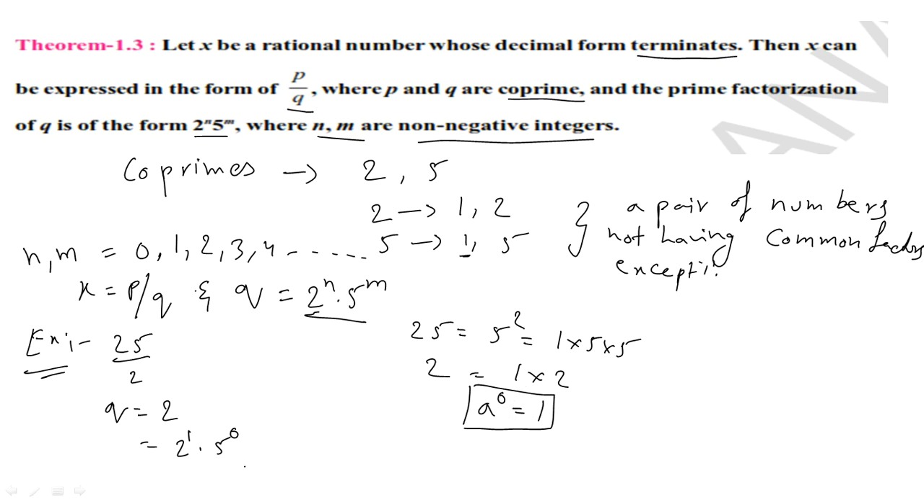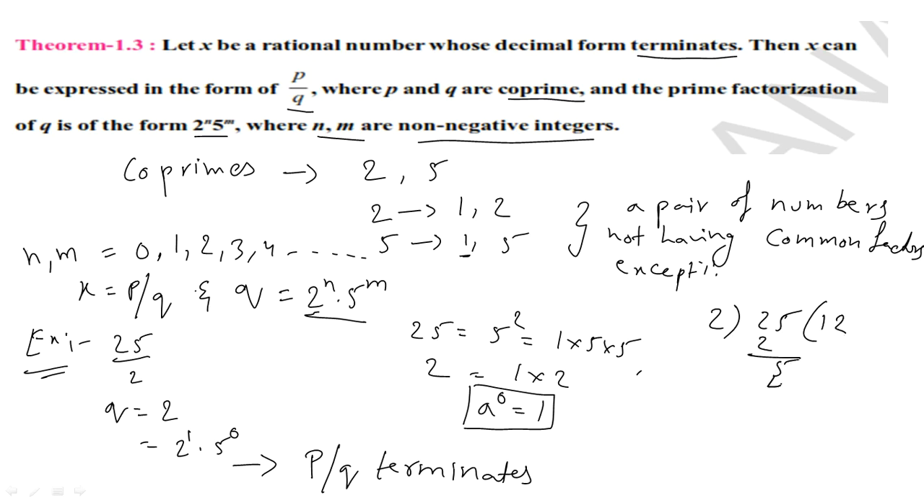According to the theorem, the decimal number in p by q form terminates. Let me check whether it terminates or not. Divide 25 by 2. 2 ones are 2, 5 down. 2 twos are 4, 1 is the remainder. 0.0, 2 fives are 10. So what is the value of 25 by 2? 25 by 2 is equal to 12.5.